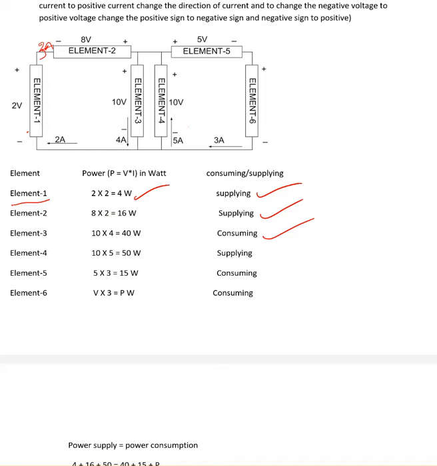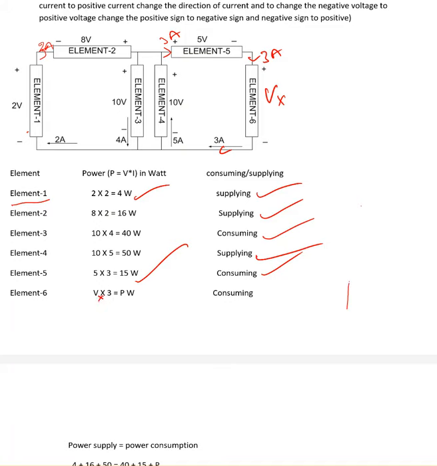Element 6, so 3 ampere is down here, that means 3 ampere right there and 3 ampere right there. So element 5 is consuming 3 times 5, 15 watt. Element 6, we don't know the voltage here. I'm going to take that as Vx. So Vx times 3 ampere, we don't know that value.